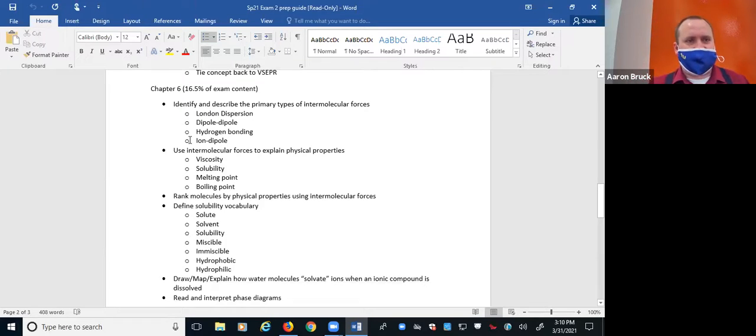Out of chapter 6, you're going to be talking about intermolecular forces. So can you identify those 4 primary types of intermolecular forces and where they apply? Do you know the difference between London dispersion and dipole? Do you know the difference between dipole-dipole and ion-dipole? Can you use those intermolecular forces to explain physical properties? So for example, if I gave you 2 compounds, could you tell me which one is more viscous? Or could you tell me which one has a higher boiling point? Or could you tell me if the 2 substances dissolve in one another?